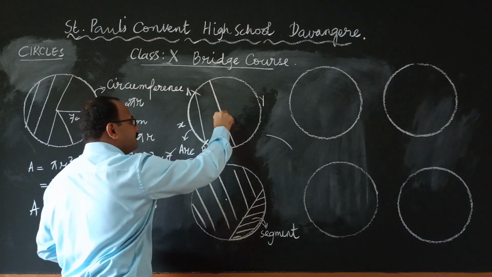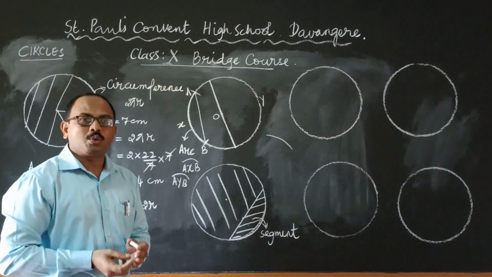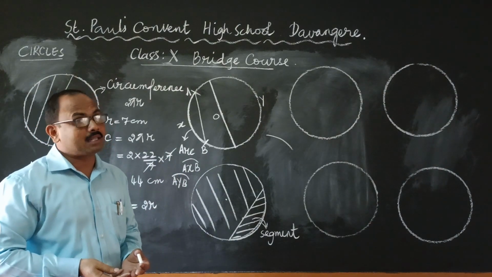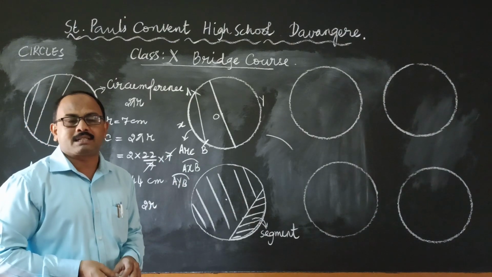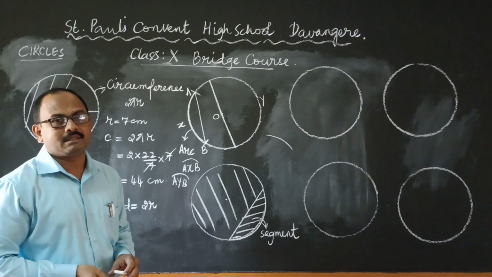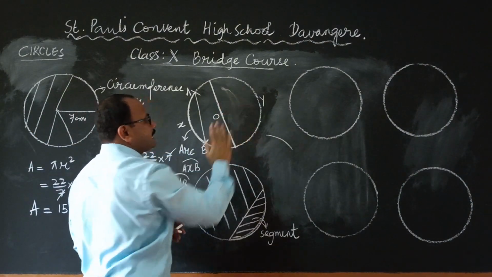This is a diameter which divides the circle into two equal parts, congruent parts, you can say. So each part we call a half circle or semicircle. Semicircle. This is a half circle. Okay, semicircle.